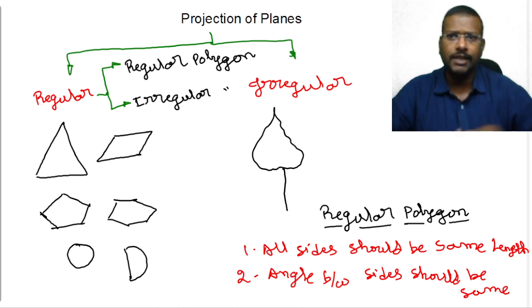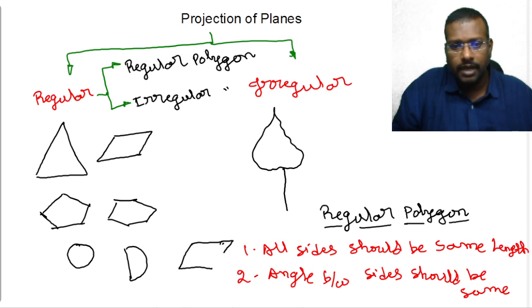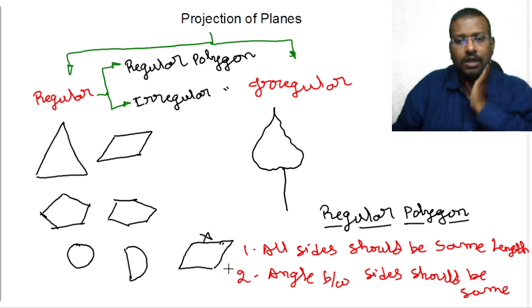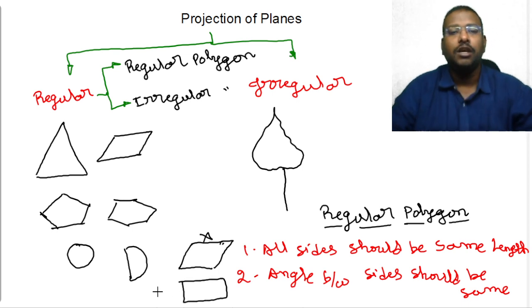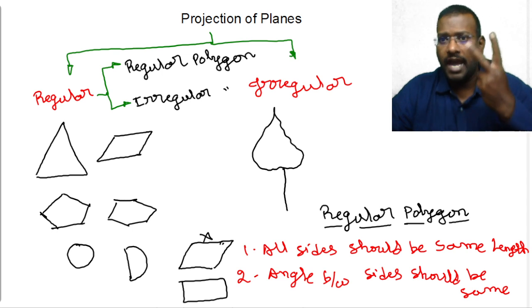How, sir? Let us consider. Sir, all sides have the same length. Let us consider a parallelogram in which all side lengths are the same. All are the same, but angles are not the same. So it is not regular. Or the angles between the sides are the same, but lengths are different. Then also it is not considered regular, because of the rectangle. In a rectangle, all angles are the same, 90 degrees, but two side lengths are the same, and the remaining two are different. That is why it is also not considered regular. So once it is a regular polygon, it should satisfy two characteristics.